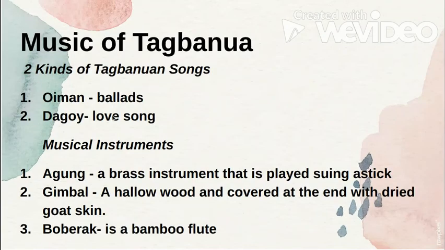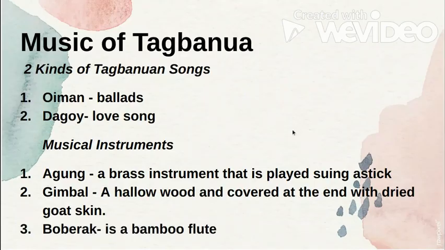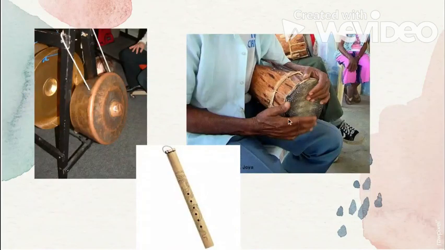Another one we have is gimbal. Gimbal, class, is a hollow wood covered at the end with dried goat skin. Again, they're closer to nature. That is why they use the goat skin to cover their instrument. This one is an example of gimbal. It is similar to a snare drum, but it is covered by goat skin. It is played by tapping with a finger or beating with a pair of bamboo sticks, just like a snare drum. And lastly, we have beberak. This is a type of bamboo flute.